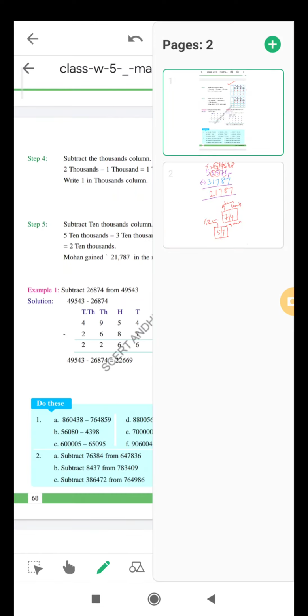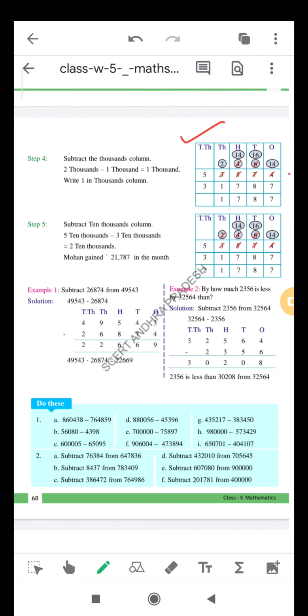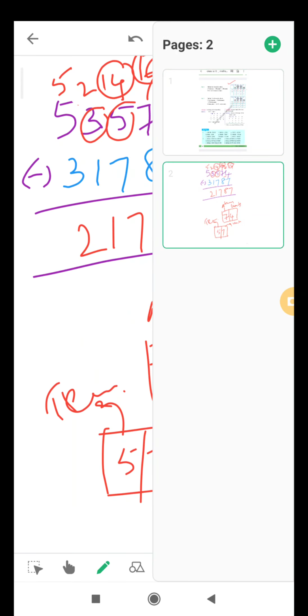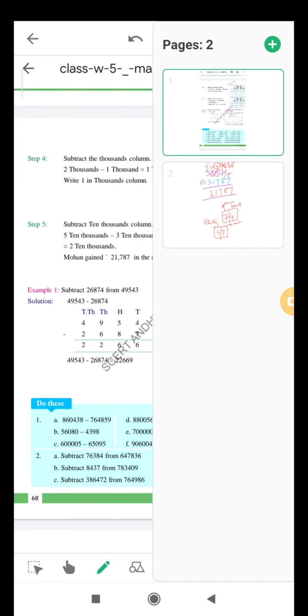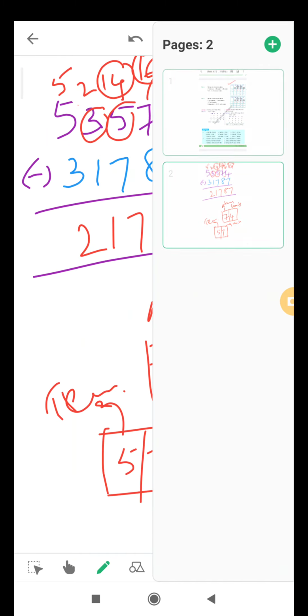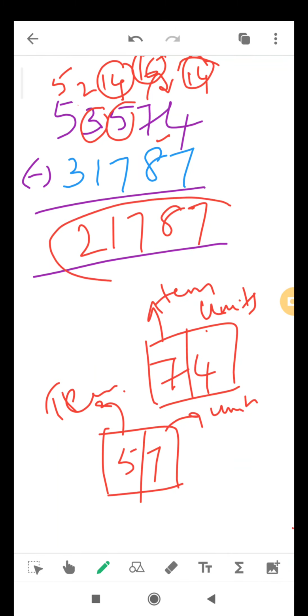Now look here. What is the answer? Is it written here? 21787. Here how much we got? Yes, 21787, correct. This is the right answer.